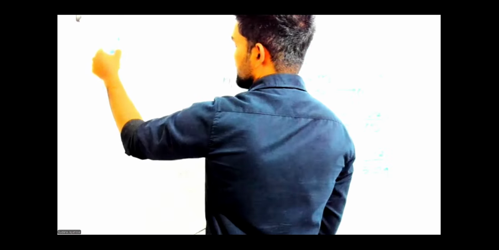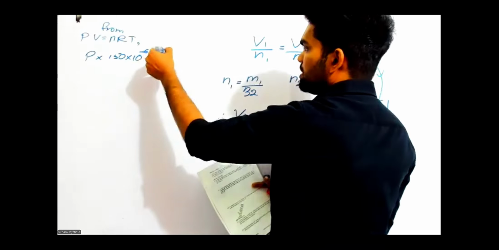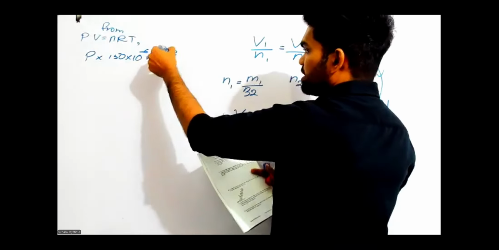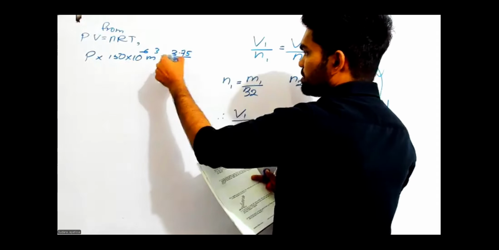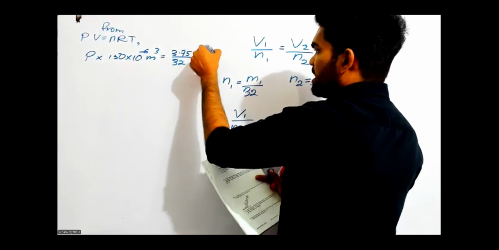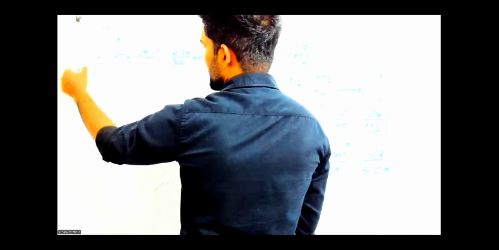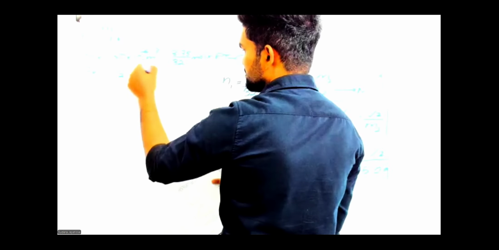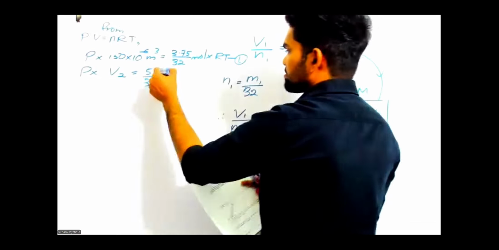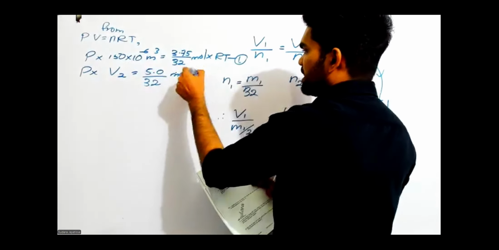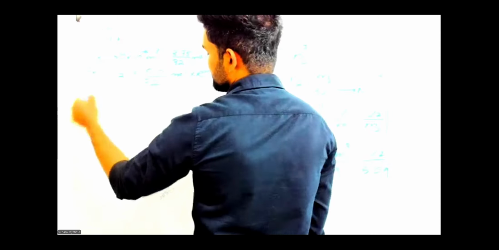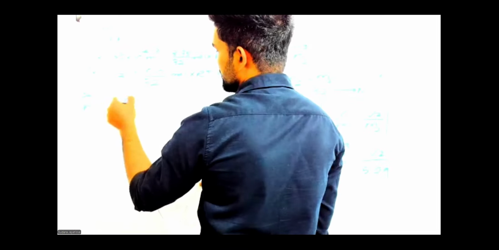So 150 into 10 to the power minus 6 meter cube equal moles. You have to show 3.75 divided by 32 moles and RT. That is the first equation, and then you apply the second equation: P V2 equal 5.0 over 32 mole into RT. So this is your second equation. You divide the second one by the first one, then you can get an answer for V2.